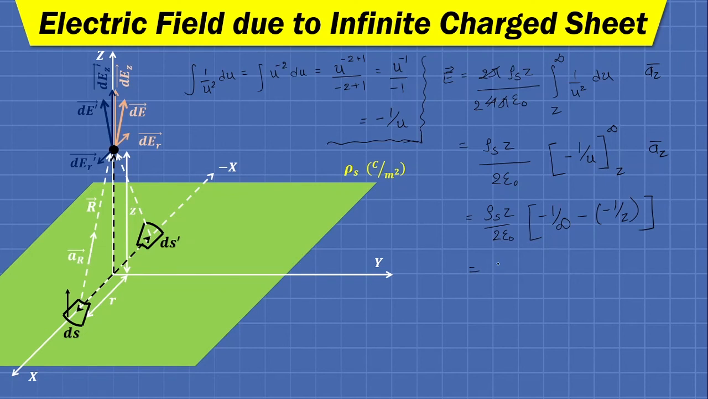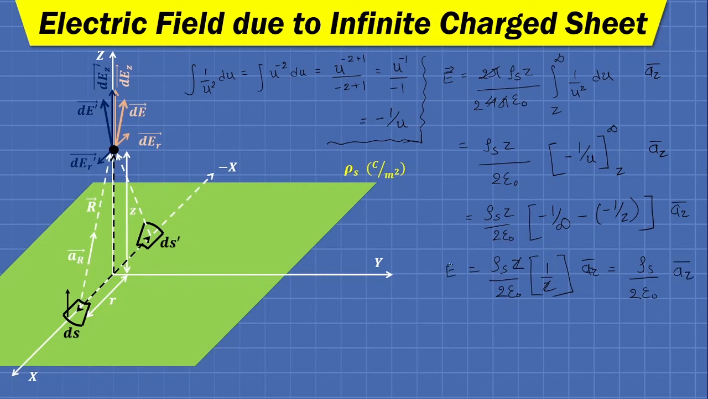So z will be cancelled out. Okay, let me write one more step. The simplification of this square bracket will be 1 upon z. So here z will get cancelled out, and we will have the final equation as rho s upon 2 epsilon 0 az bar.